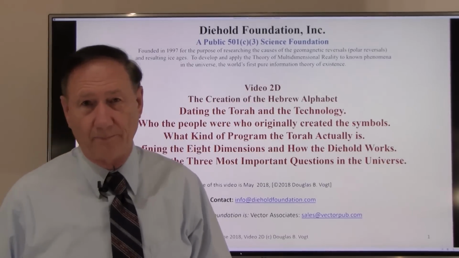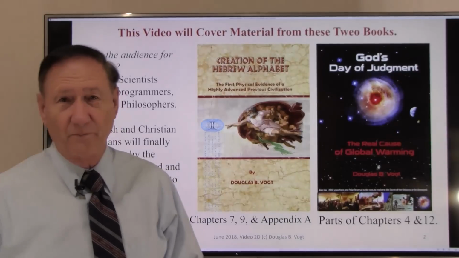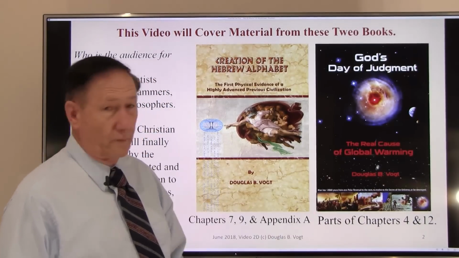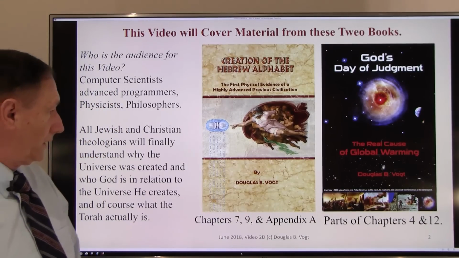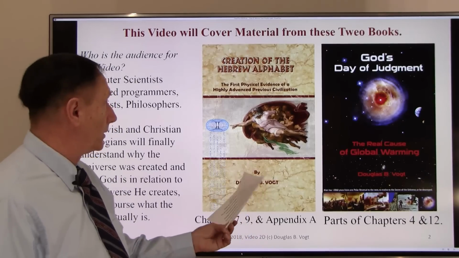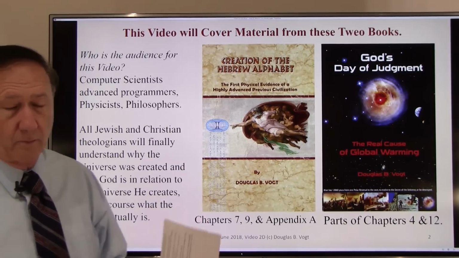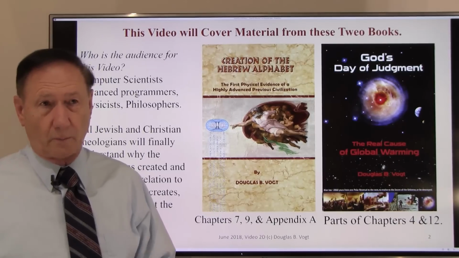So let's get started. I'm going to try to do this within half an hour. Good luck on that. Anyway, we're going to cover 2 chapters, chapters 4 and 12 in the God's Day of Judgment book, which was from 10 years ago, and 7, 9 and Appendix A in the current book, Creation of the Hebrew Alphabet. And the video is intended for both scientists, computer scientists, those guys working on quantum computing.